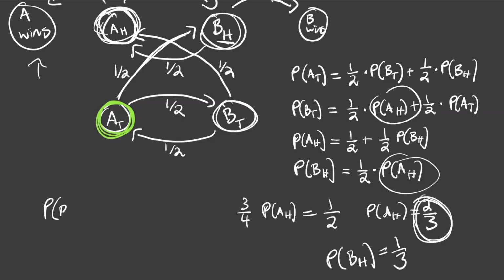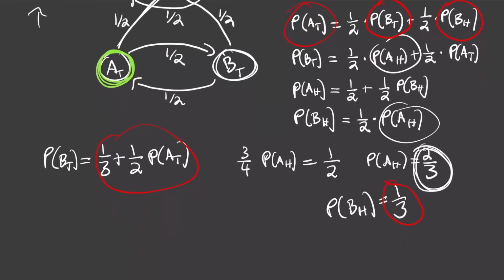So I get that the probability of B sub t is equal to 1/2 times the probability of A sub h, which is going to be 2/3. So that's going to give me 1/3 here, and then I add on 1/2 the probability of A sub t. Okay, now finally I can plug this one in up here, and then I can plug this term in right here, and then we'll be able to solve for this probability.